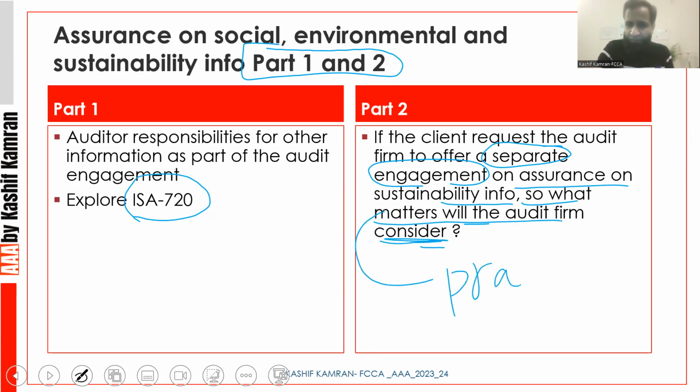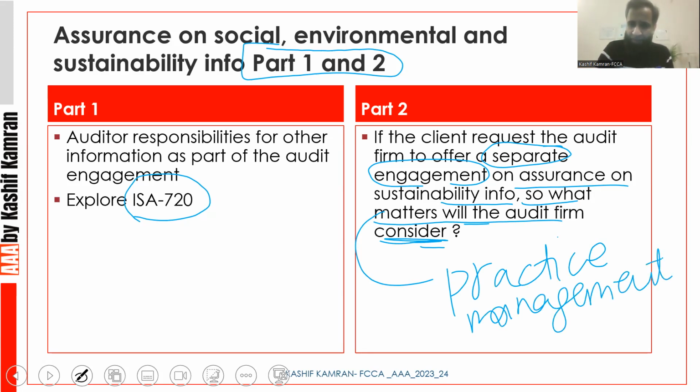Is this something like what you've done in practice management, syllabus area C, all of you? Are you familiar with this question, matters to consider in accepting the engagement from syllabus area C, practice management?